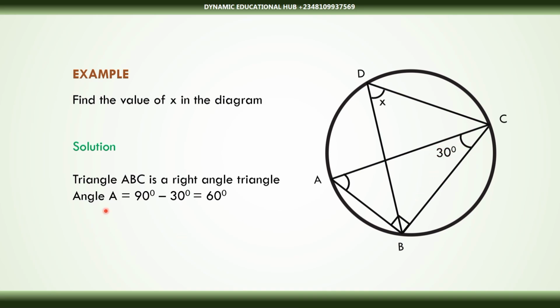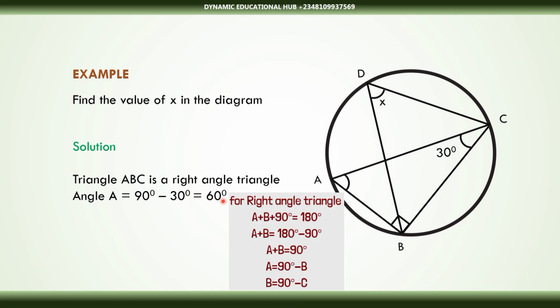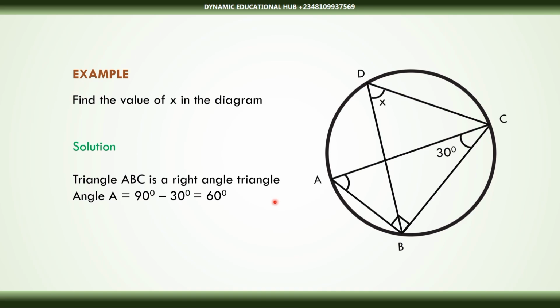Now you have angle A, which means this angle will automatically be what? 90 minus 30 degrees. This is coming from the concept of trigonometry, the interior angles of a triangle. If you're applying that in a right angle triangle, if you know one angle, the other angle will be 90 degrees minus 30 degrees. I've done that in trigonometry, which makes this angle 60 degrees.